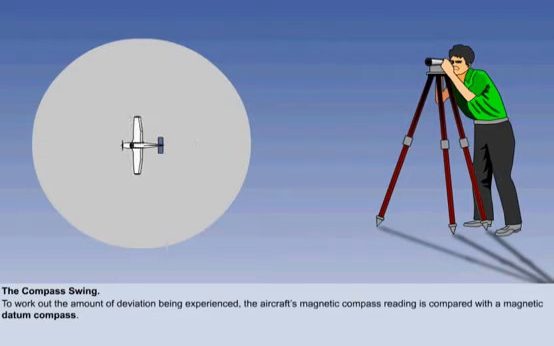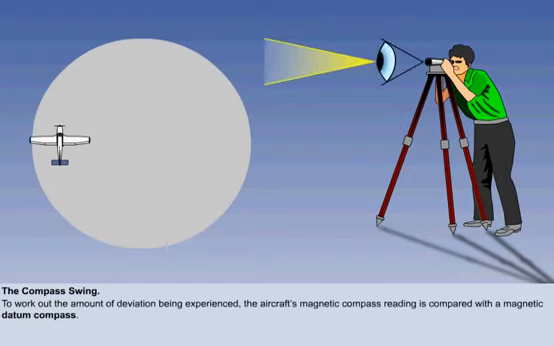To work out the amount of deviation being experienced, the aircraft's magnetic compass reading is compared with a magnetic datum compass. The comparison process is known as the compass swing, and the compass swing is carried out on an airfield in a location specifically designed for this operation. We can see the principle of the compass swing here.